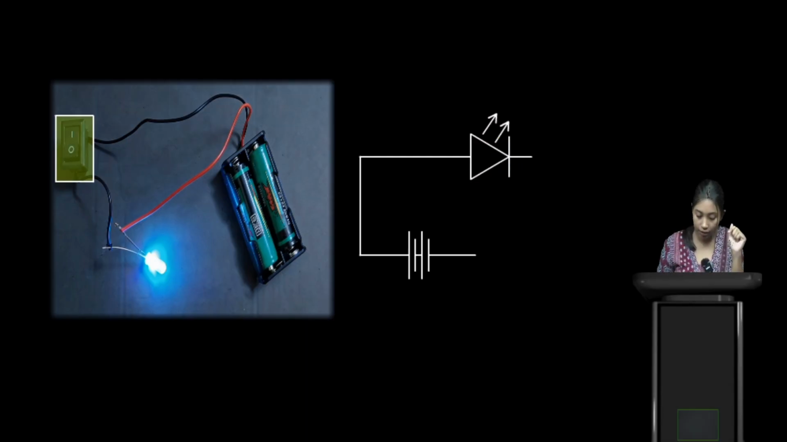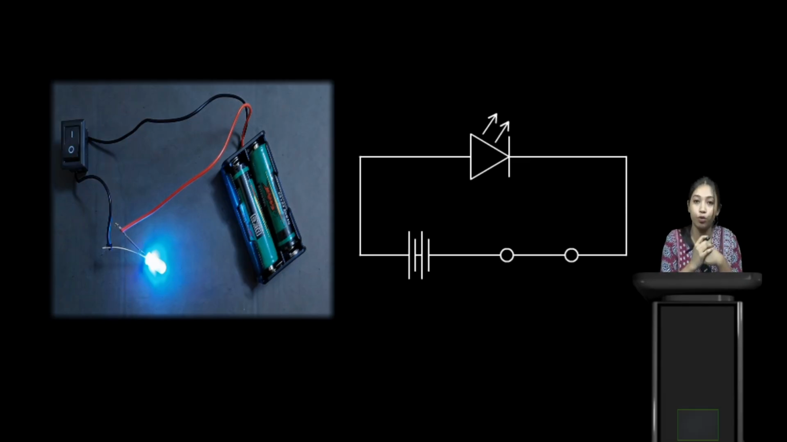After that, the switch. Since the light is glowing, it means the switch is in the on position, isn't it? Since it's in the on position, the switch symbol will be connecting to each other. There will be two dots and a straight line because it's glowing and the switch is in the on position.